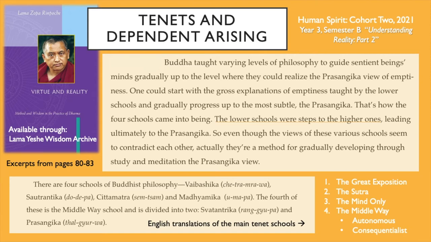So again, the four schools of Buddhist philosophy are Vaibhashika, the Great Exposition; Sautrantika, the Sutra; Chittamatra, the Mind Only; and Madhyamaka, the Middle Way. The fourth of these, the Middle Way School, is divided into two: Svatantrika, the Middle Way Autonomous, and Prasangika, the Middle Way Consequence.